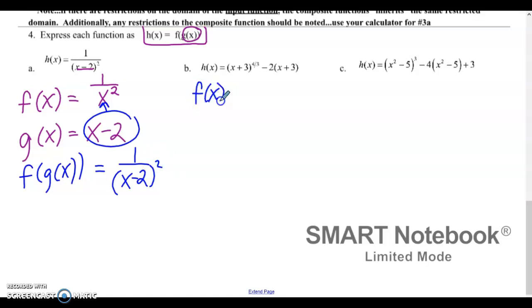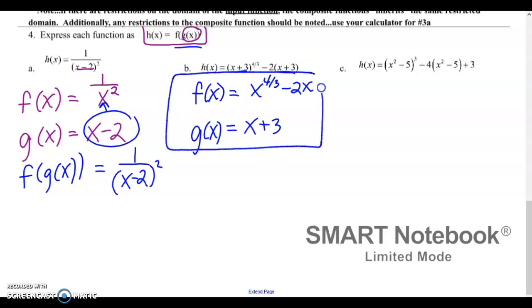Okay, let's try one more of those together. For b, I have to find an f of x, I have to find a g of x, and whatever is in the parentheses, that's what you should make your inside function, which in this case is g of x. That's the inside function because that's what they told us in the direction right here. And then f of x, I'm going to leave everything else the same. So I'm going to have a 4/3 minus 2. And wherever those parentheses are, you're just going to put an x in there. Okay, so these are going to be my two functions.